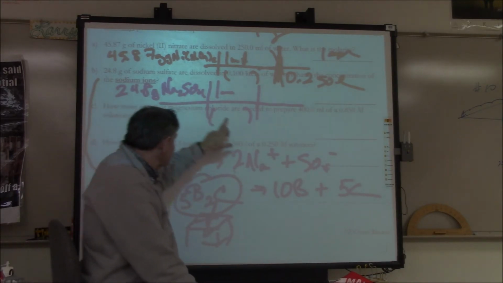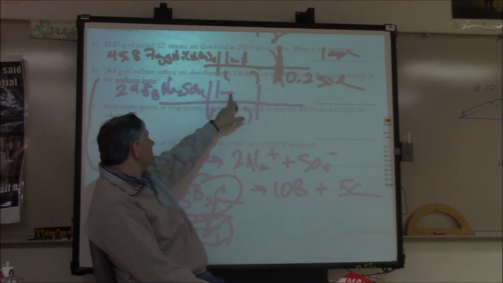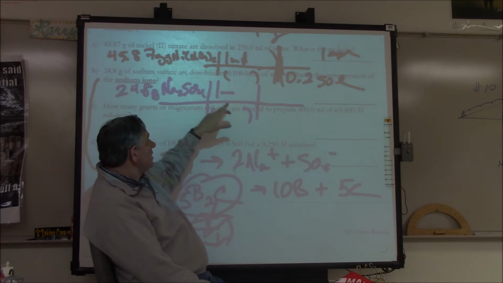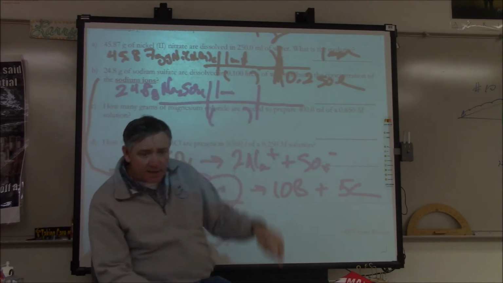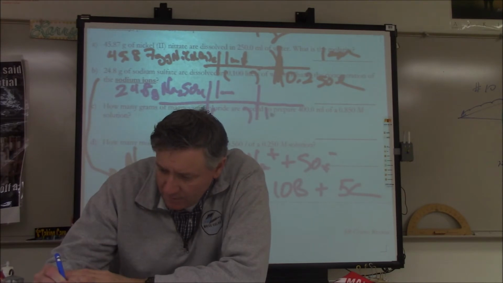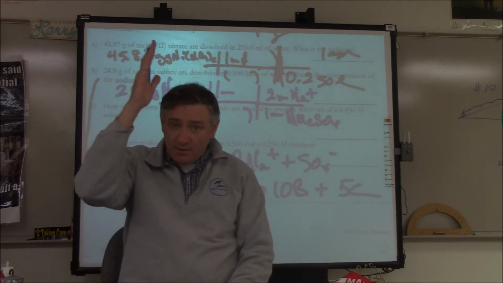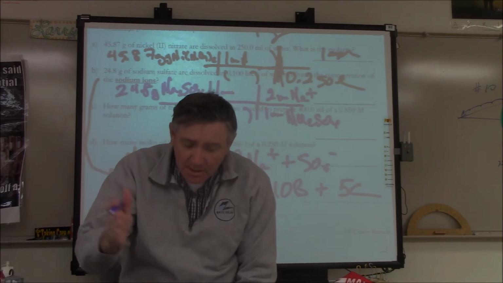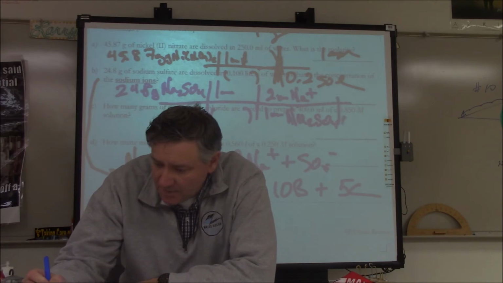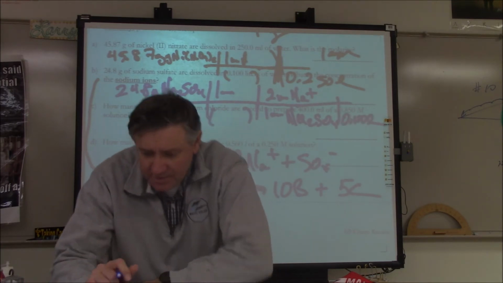So if I stop right here, I have moles of sodium sulfate. I don't want moles of sodium sulfate. I want the concentration of sodium ions. So I'm going to come over here and say, for every 1 mole of sodium sulfate, I get 2 moles of sodium ions, because that's what I want. I want moles of sodium ions per unit of volume. And so then I'm going to put 0.100 liter here.